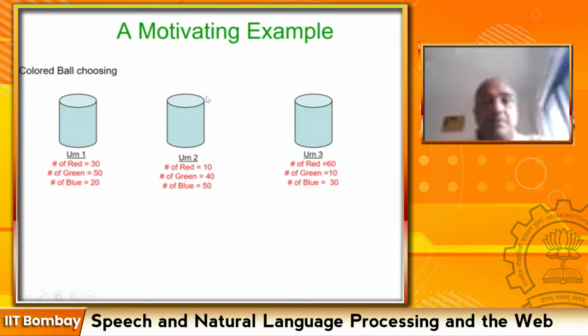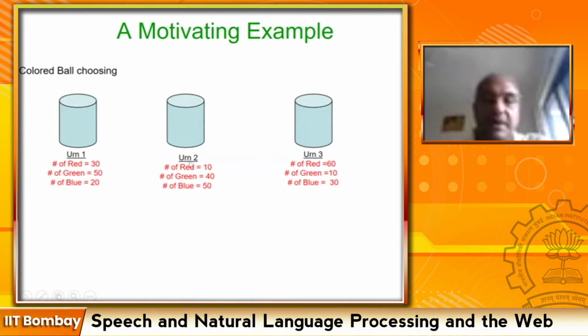The hidden Markov model is illustrated traditionally in textbooks, and in a very famous paper by Rabiner, through this example. I hope my slide is transiting. The slide title is A Motivating Example. Can one of you say that this is the slide on the screen? Yes, that is the slide, sir.